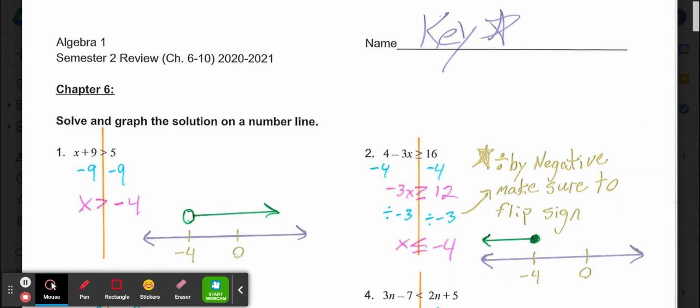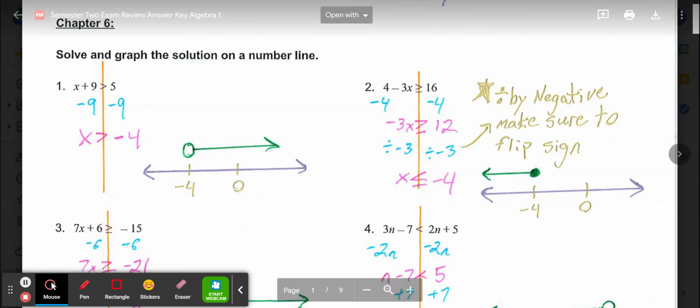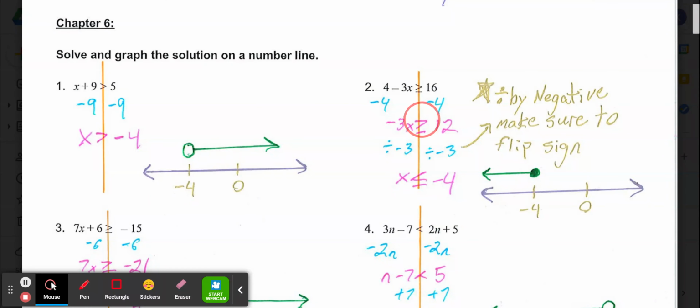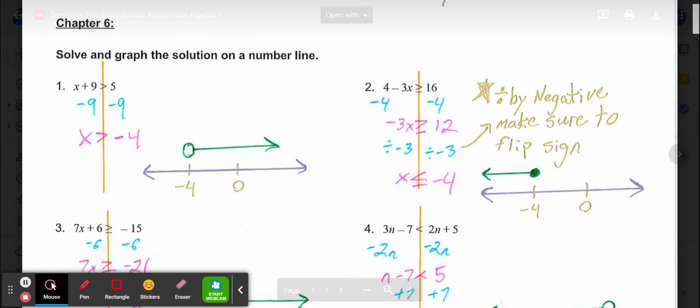So starting with Chapter 6, solving and graphing on a number line. With any inequalities, remember if it's just greater than or less than, when we graph it, we'll have an open circle. If it has the or equal to underneath it, then it is a filled in circle. We also want to make sure if we're multiplying or dividing by a negative that you flip the inequality sign.